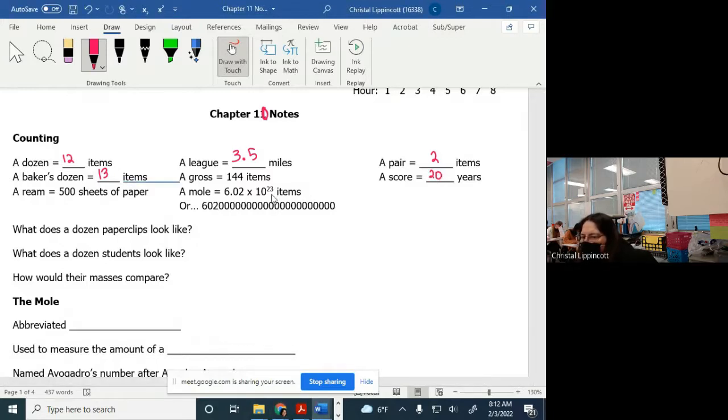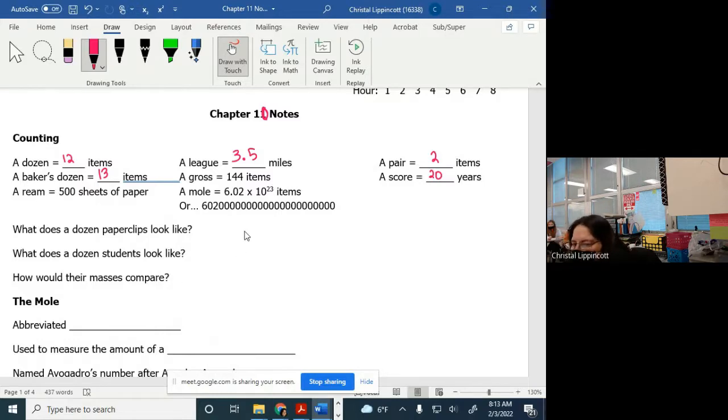And then in chemistry, we have something called a mole. A mole is 6.02 times 10 to the 23rd things. If you typed that out, that's how many things it would be, which is a crazy number. If you think about it, a dozen paper clips is going to look different than a dozen students, but there's still a dozen. So the masses would be different as well.